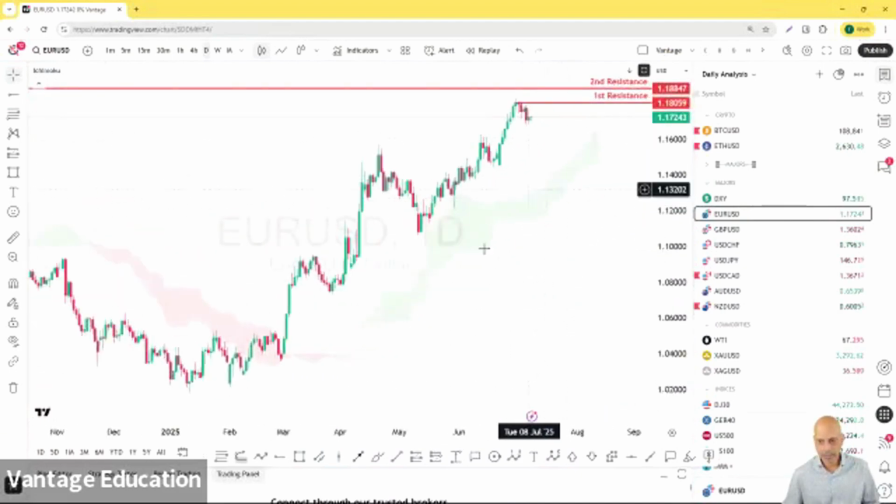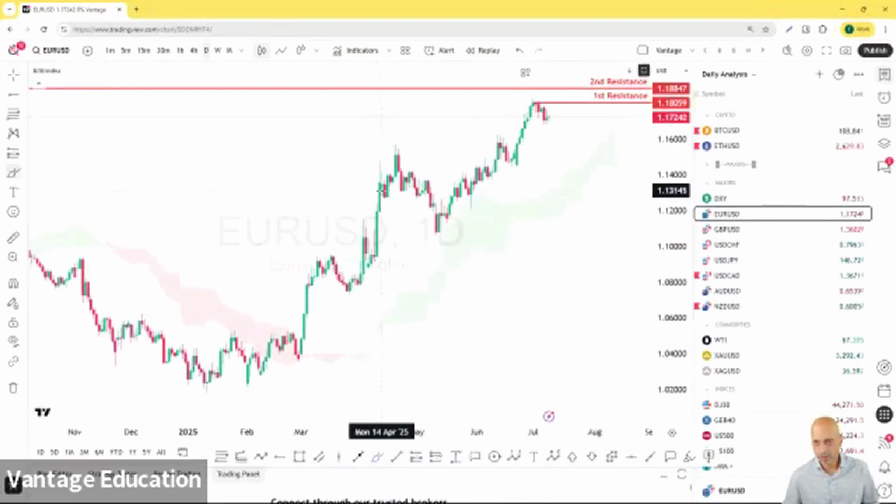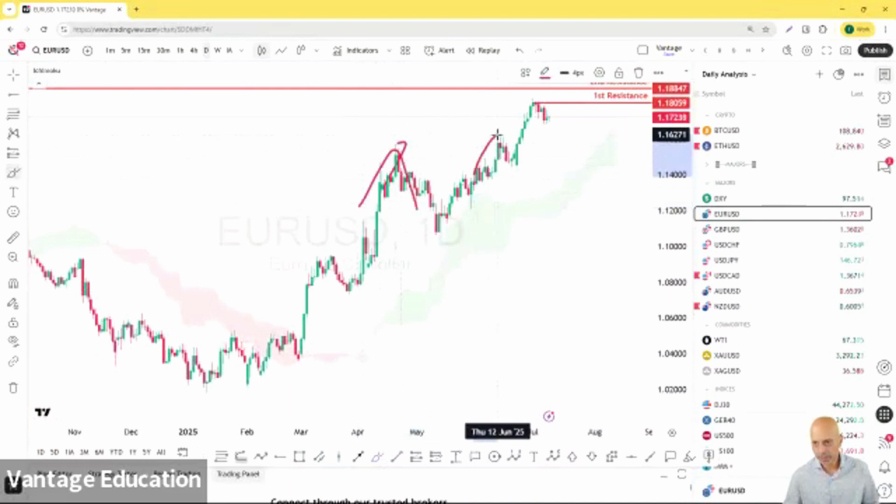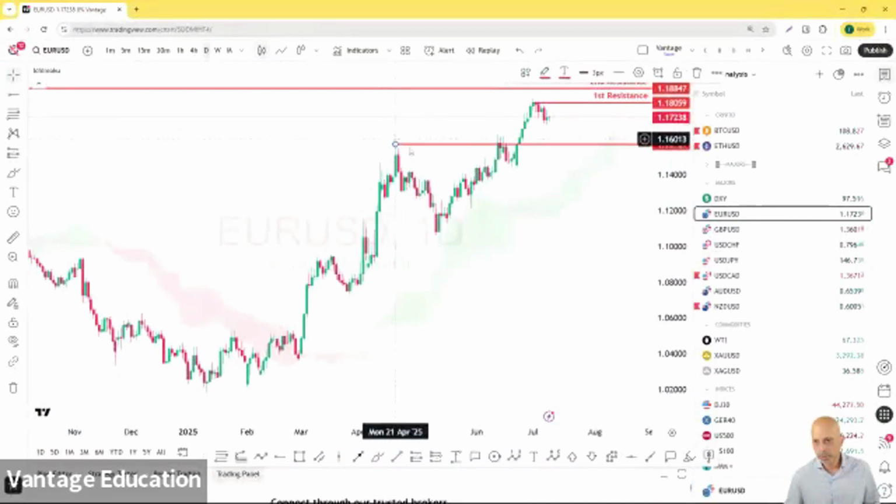Now, in terms of support, remember, as I mentioned, there's a significant swing high resistance formed here on 21st of April, and another significant swing high formed here on 12th of June. And once that level gets taken out, this is where we can identify a potential pullback level. So that's how we've labeled the first support. The first support is a pullback level at 1.1572.